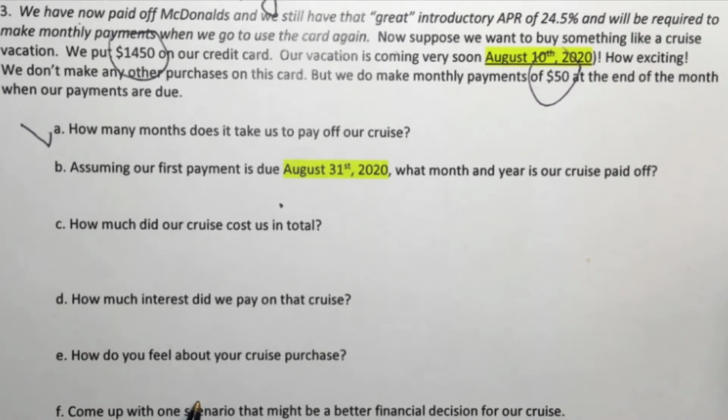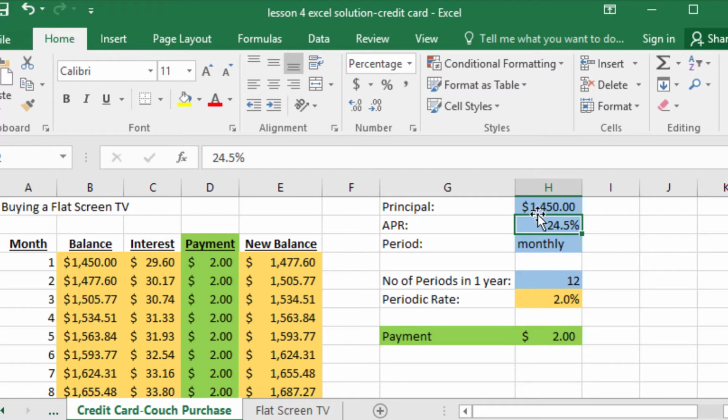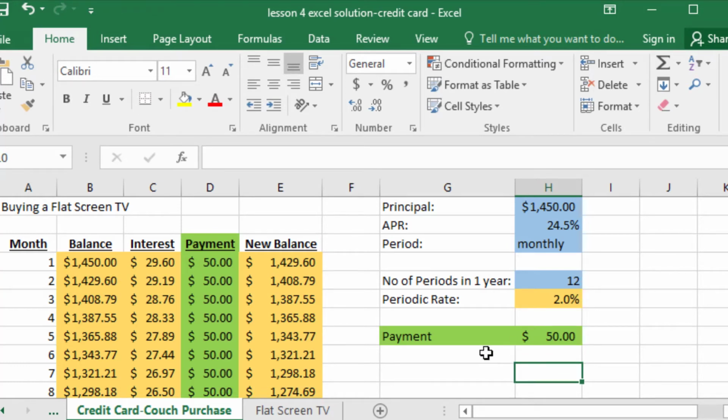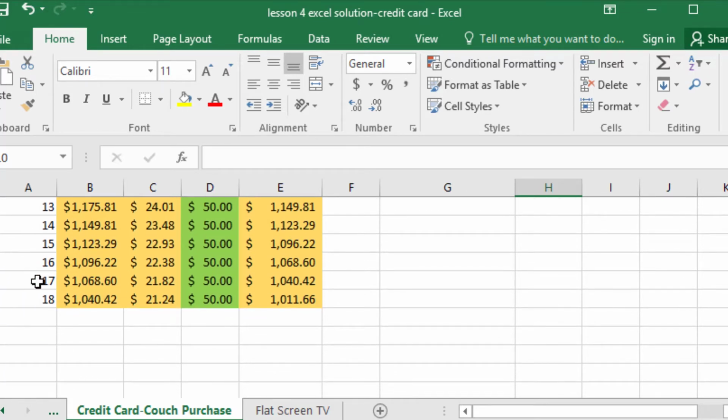Okay, so we'll go back to our Excel file. And we just, of course, need to change over here. We need to change the principal to $1,450. And we're going to need to change the monthly payment. Of course, they're monthly, so we don't have to change that. The monthly payment to $50. Now we're going to find out how long does it take us to pay this thing off? How many months? Oh, gee.